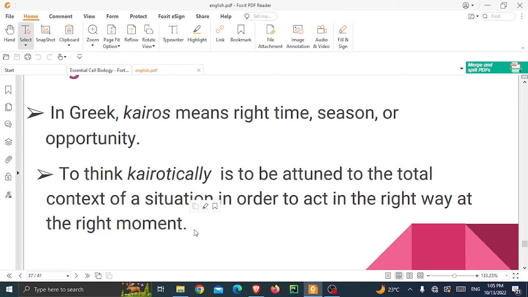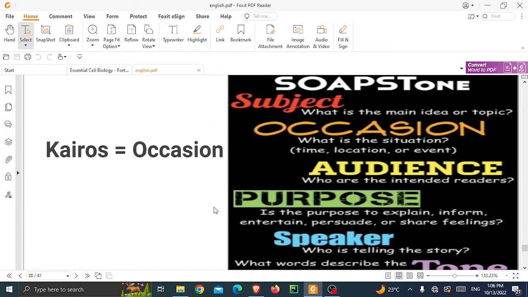Like, if I'm talking about deforestation, like I said in the beginning of the video, I'm gonna mention a story of some people who restore the forest. That is a correct use of kairos, because that is something I use at the right time on the correct occasion. And if you remember the SOAPSTONE, the S is the subject, what is the main idea? The O is the occasion. Kairos is representative of the occasion in the SOAPSTONE.